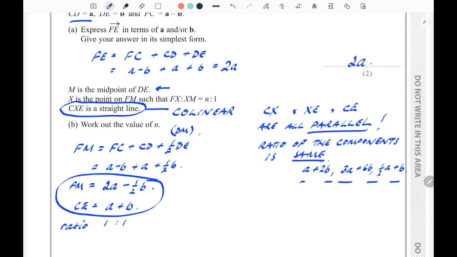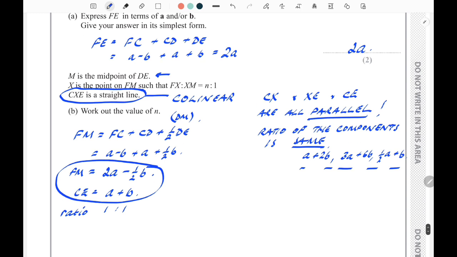Okay. So whichever one we take, CX or XC, and compare it to CE, each of those must also have the same ratio of A to B, i.e. 1 to 1, all right? So the coefficients must be equal for A and B, all right? So let's pick one. I don't know which one we're going to take. Let's take CX, all right?